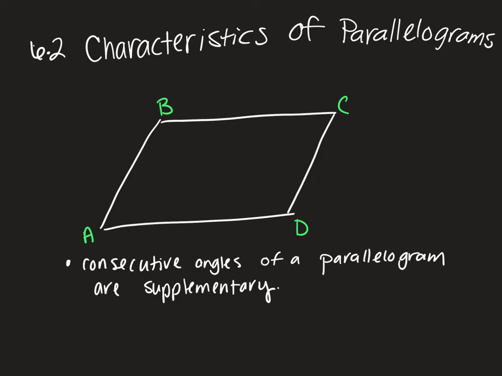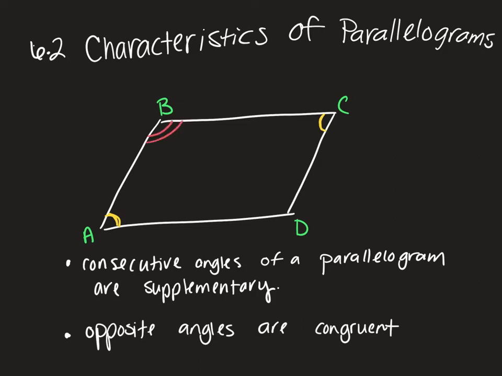Right. And then the other thing we know about angles of a parallelogram is that the opposite angles are congruent. So that means that like angle A is going to be congruent to angle C, and angle B is going to be congruent to angle D. So opposite angles in a parallelogram.